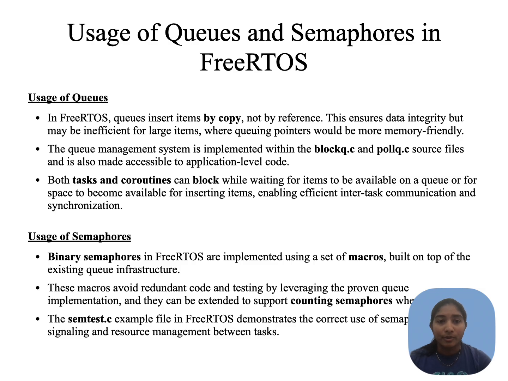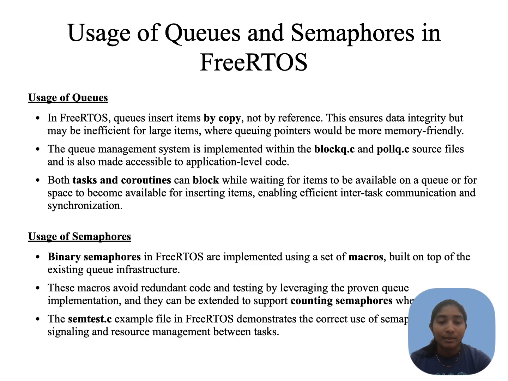Uses of queues and semaphores in FreeRTOS. In FreeRTOS, queues are the primary mechanism for inter-task communication. They work by copying items into the queue, not by reference. This maintains data integrity but can be inefficient for large data structures. The queue system is implemented in the file queue.c and is accessible from application-level code. Both tasks and coroutines can block when waiting to send to or receive from a queue, enabling efficient synchronization without CPU waste.